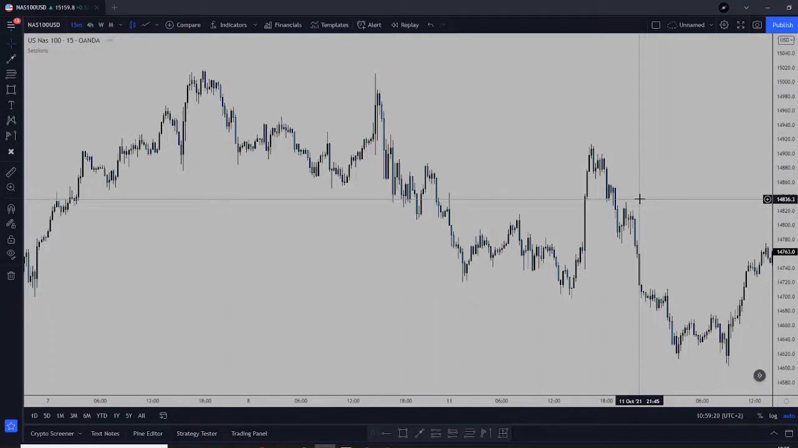This basically goes for US 30 as well, but we're going to be talking about NASDAQ in this video. So the lowest time frame that we usually use is the 15-minute time frame. We usually don't go lower because it gets a little bit messy.